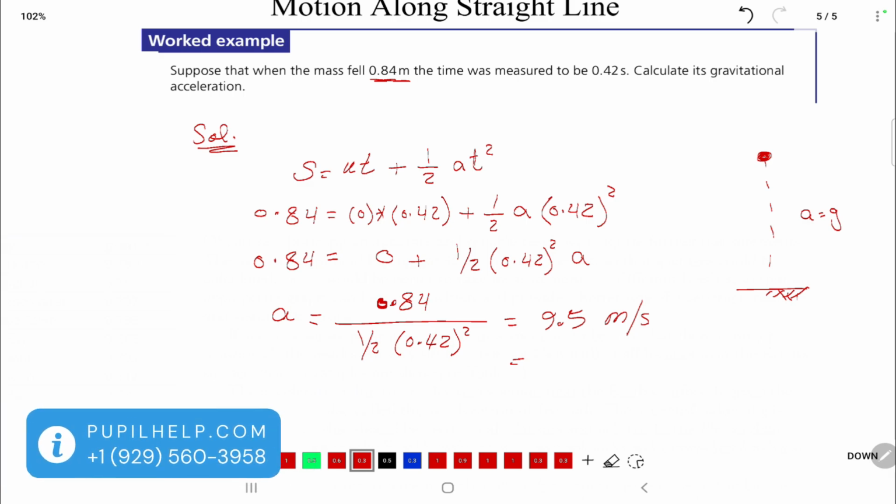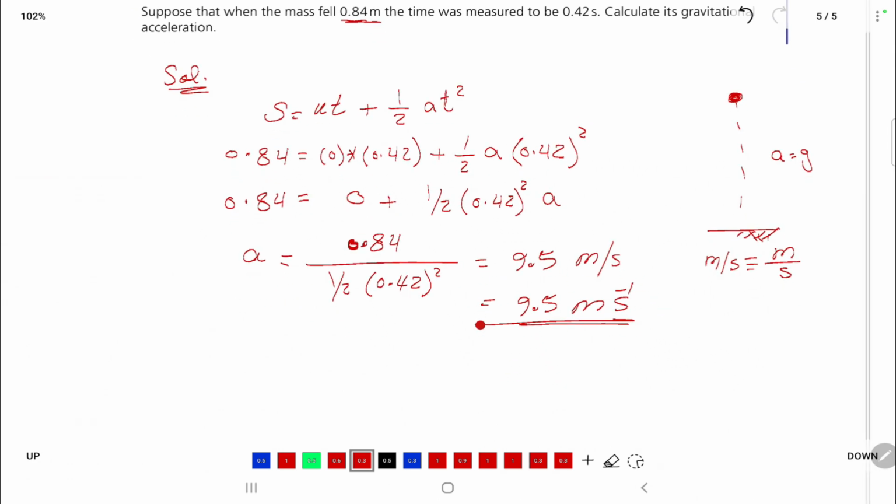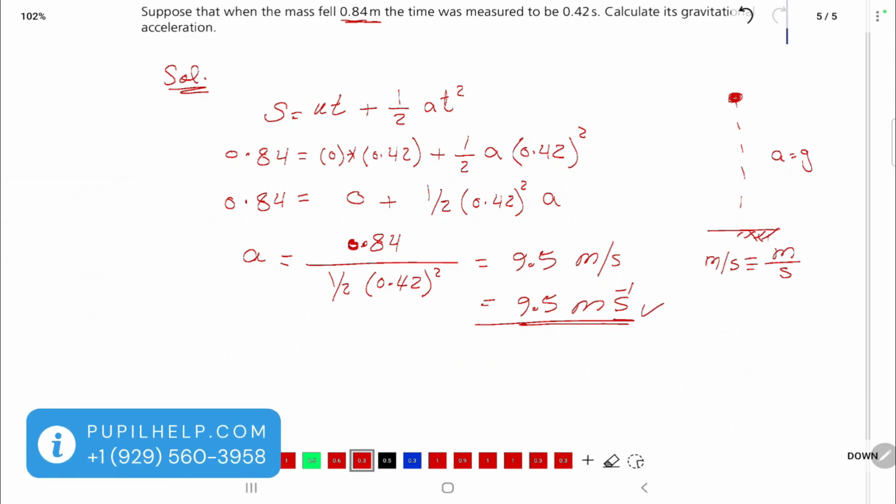Sometimes in your book, it is written like this, m s to the minus 2. So instead of saying m over s squared, which is exactly the same, this may be written in your book. Your book uses this format as well.